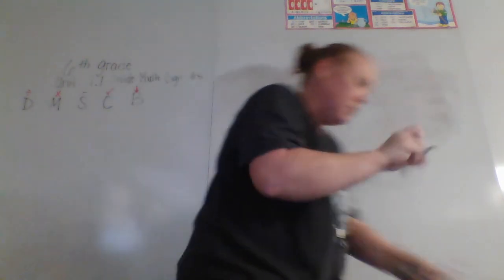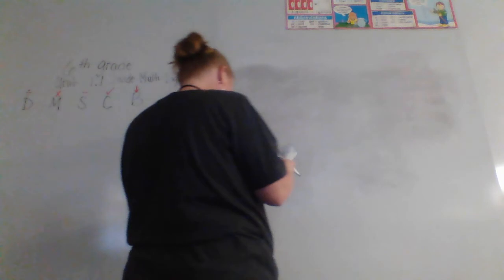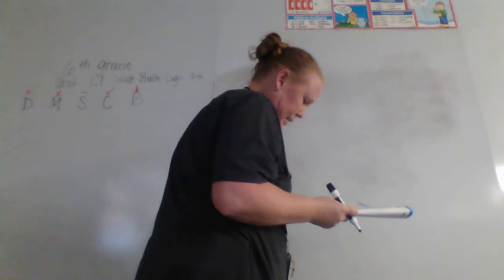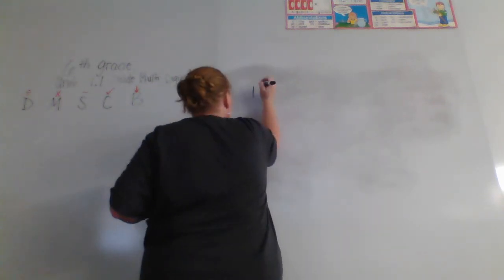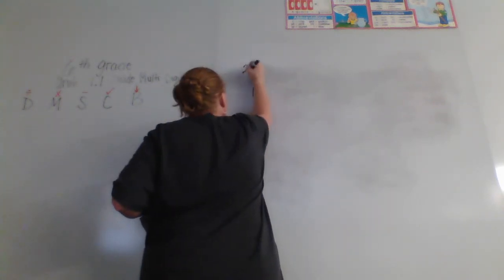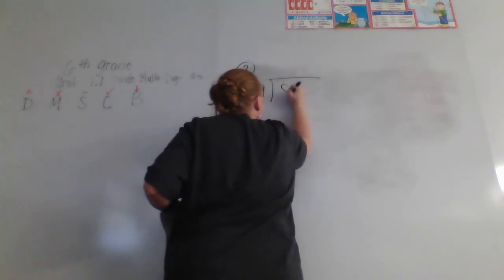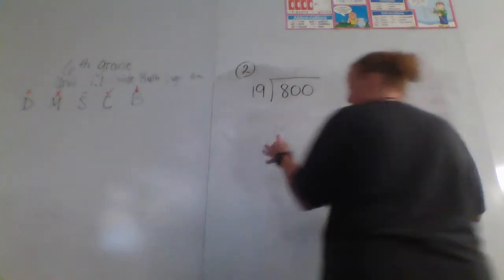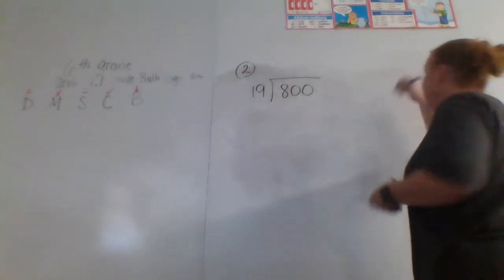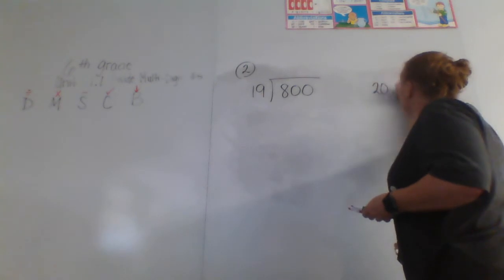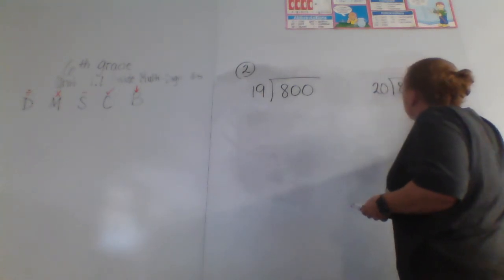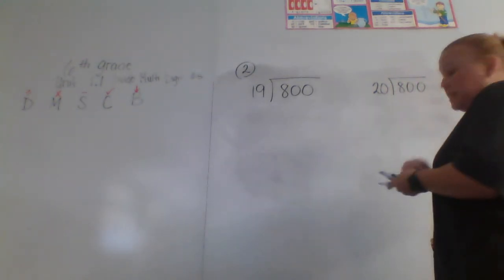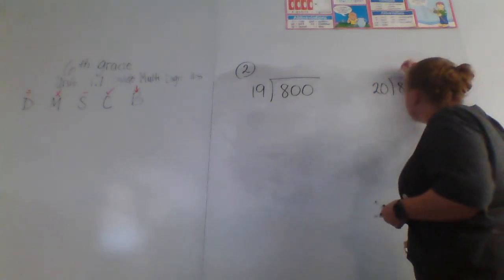Okay. Number 2 on our homework sheet says 19 into 800. Sorry, it's number 2. Okay, so it wants us to estimate, so we're going to estimate first. So 19 is about 20. And lucky for me, 800 is already a rounded number, so we don't have to estimate that. Okay? So 20 is not going to go into 8. I'm going to put my placeholder X there.